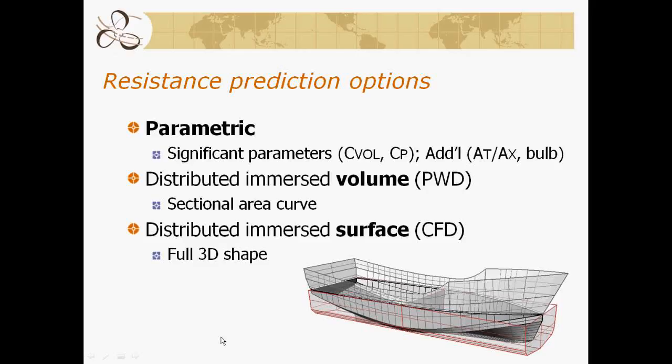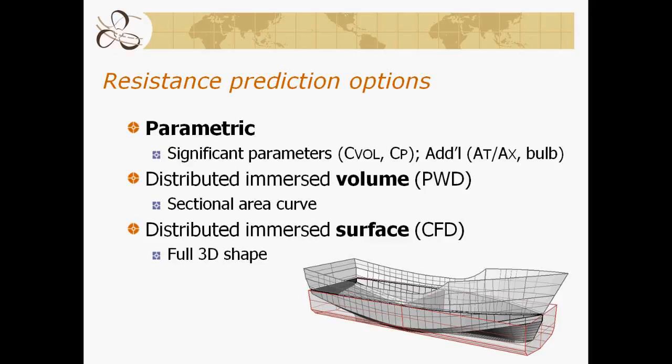That's the description that CFD will use, its full 3D shape. A simpler method, a lower order method, is to use its distributed volume or its sectional area curve. That's the method that we're going to be describing here, which is the fundamental part of this study with NavCad Premium. It's called a prismatic wave drag method, and we'll learn about that in greater detail here in just a moment.